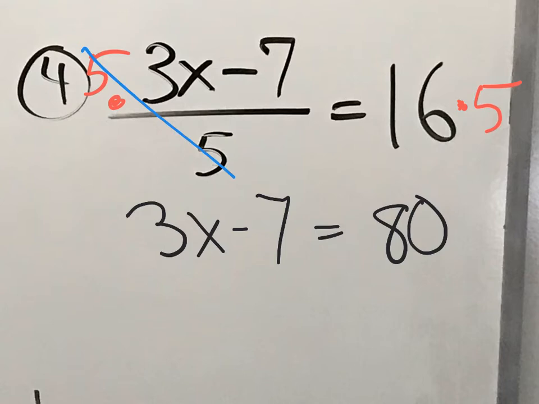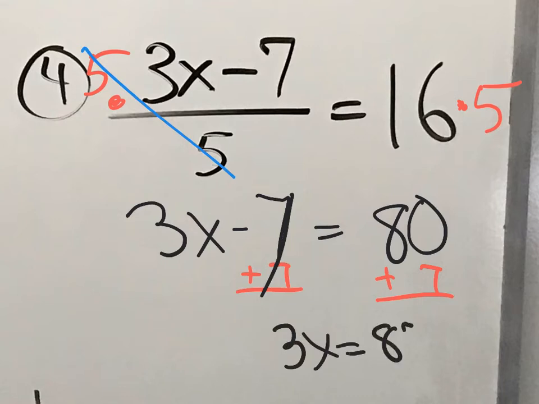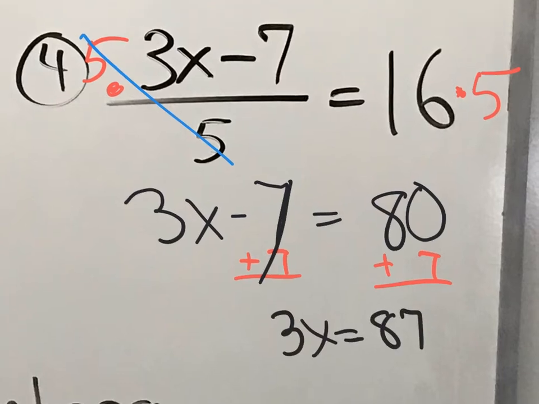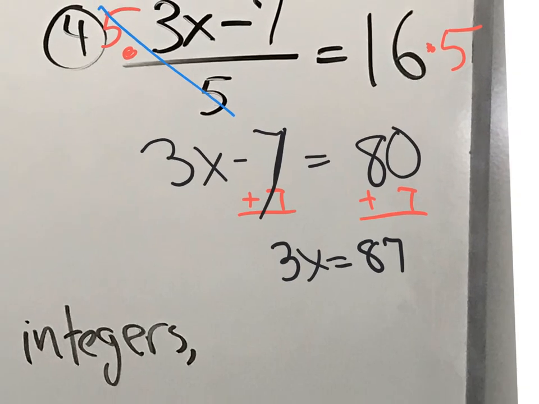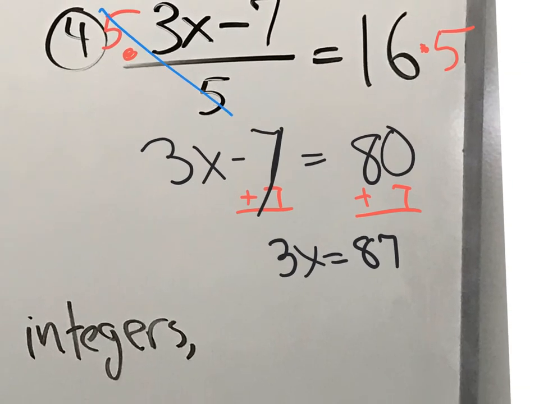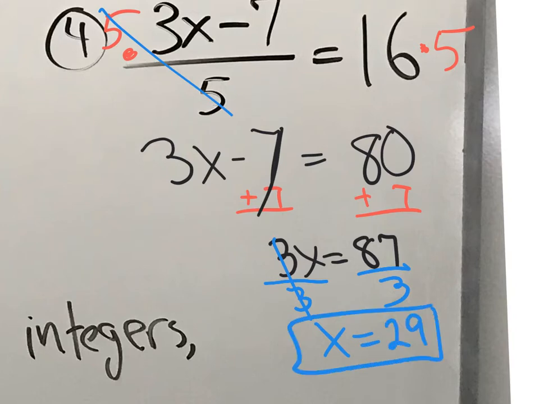And you keep going. You get rid of the bum at the corner by doing the opposite of minus 7, plus 7. What you do to one side, do to the other side. Rewrite. What do you have left? You have the 3x left equals 87. So for my final step, I am going to divide both sides by 3. That'll cancel. X equals 29.